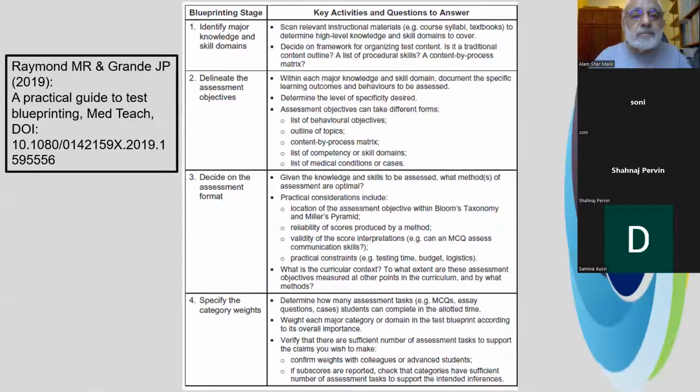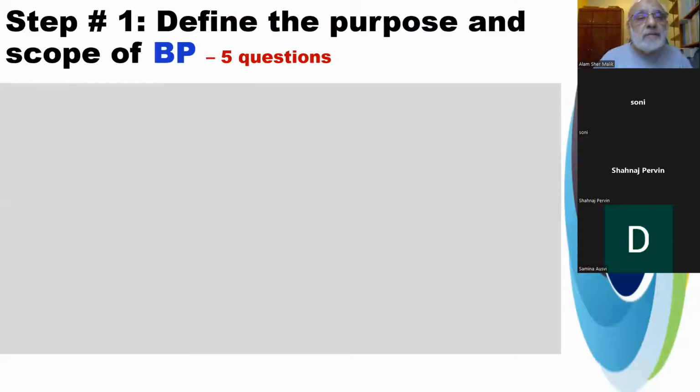Here is another paper which describes blueprinting in four stages: identify major knowledge and skill domains, delineate the assessment objectives, decide on the assessment format, and specify the category weights. Based on these papers and our personal experience, I have developed 9 steps to develop a blueprint for assessment, and I will describe each one by one.